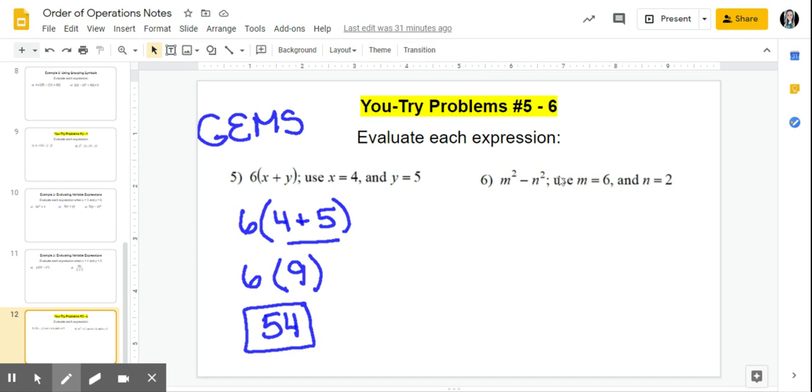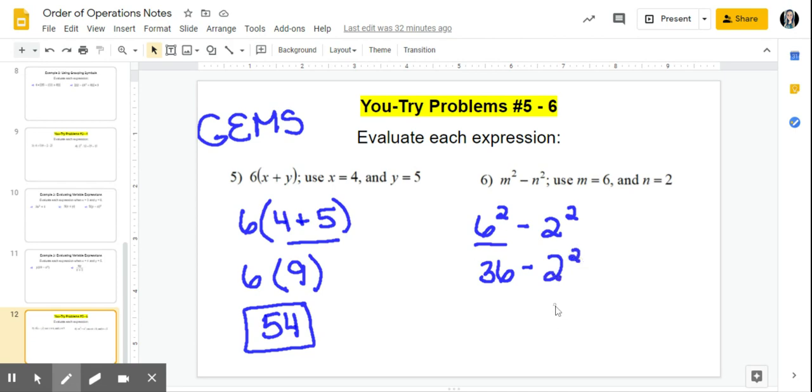All right, problem 6. Brand new expression, brand new values to plug in. So instead of saying m squared, what should I plug in for m? 6 squared minus, what should I plug in for n? 2 squared. Okay, let's use GEMS to evaluate. What should I do first? I have 2 sets of exponents, but I'm going to start with the one on the left-hand side. So let's do 6 to the second power. 6 times 6 gives me 36 minus 2 to the second power.